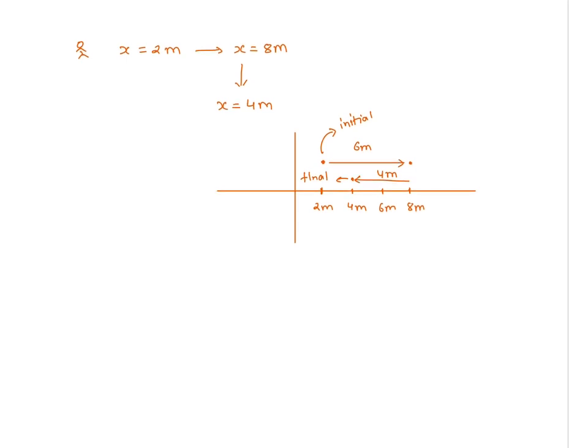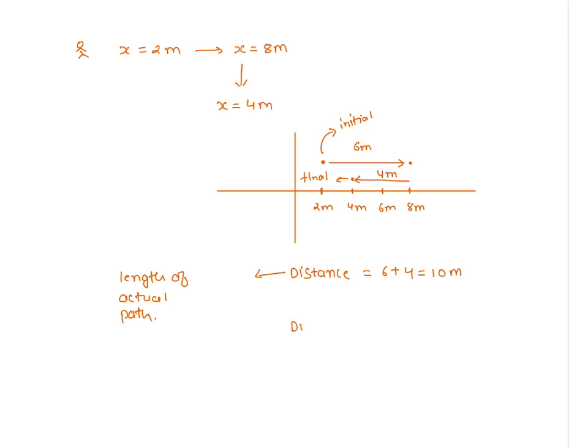So if somebody asks what is the distance traveled by the particle, or by this man, it will be equal to 6 meter plus 4 meter. That comes out to be 10 meters. So what is distance? Distance is the length of the actual path traveled by the particle, or in this case the man.